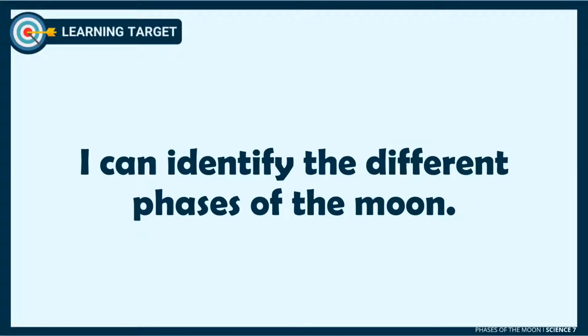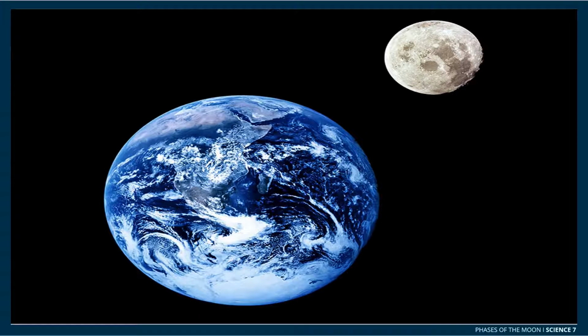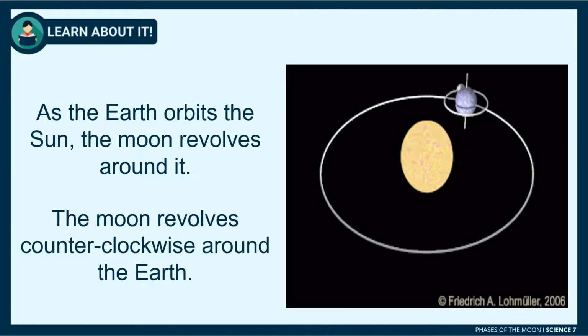At the end of this video lesson, you should be able to identify the different phases of the moon. The Earth has only one satellite compared with other planets. We call this satellite the moon or Luna. Some say that the weak attraction of the gravity of our planet is the reason why we only have one satellite. The moon rotates on its axis and orbits the Earth in the same manner as our planet does.